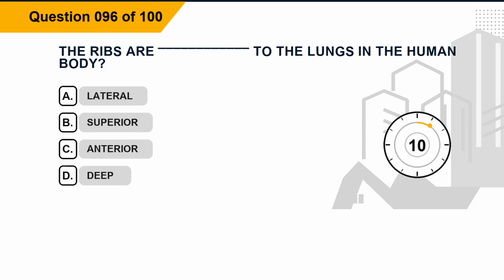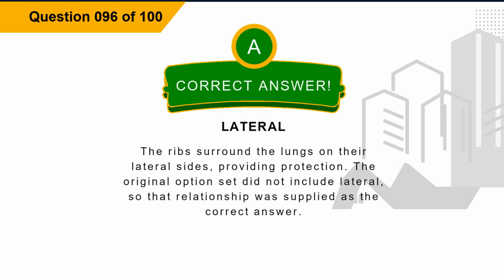Question 96. The ribs are blank to the lungs in the human body. Option A, lateral. Option B, superior. Option C, anterior. Option D, deep. The correct answer is option A, lateral.